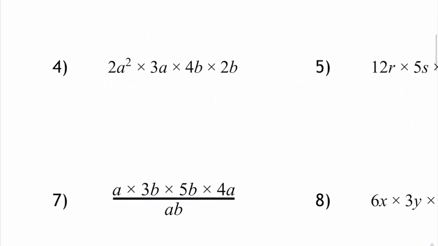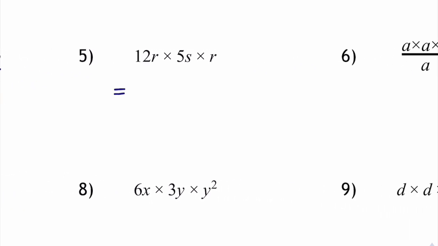Question 4, got the 2 multiplied by the 3, which is 6. 6 fours, 24, and 24 multiplied by 2 is 48. Going through alphabetically, we've got the a squared and the a, which is a cubed. And we've got the b multiplied by the b, which is b squared.